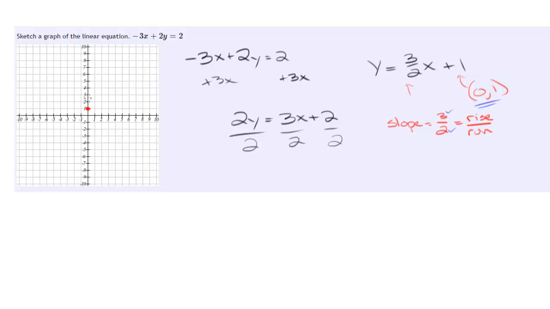So we go 1, 2, 3 up, and then 1, 2 units to the right, and that gives us our second point right here. Again, it's up 3 units and to the right 2 units. Once we have those 2 points, then what we need to do is just connect them with a line. And just to recap, this is the line that has a y-intercept of 1 and has a slope of over 2 units and up 3 units.